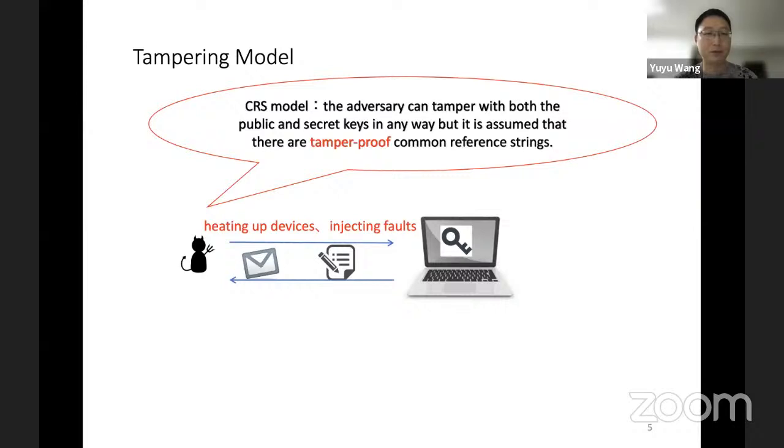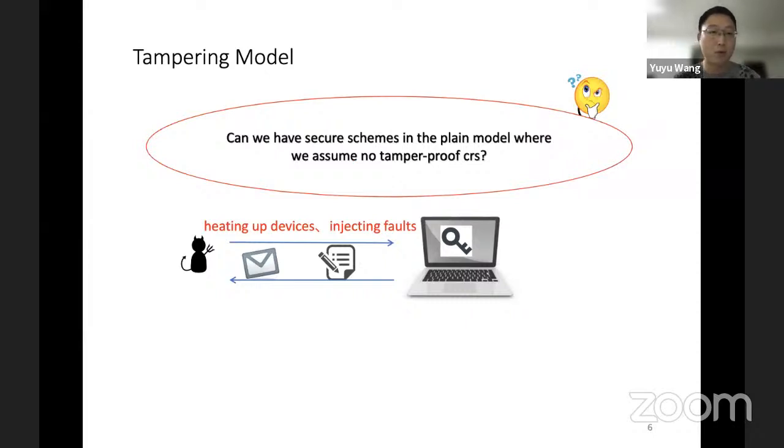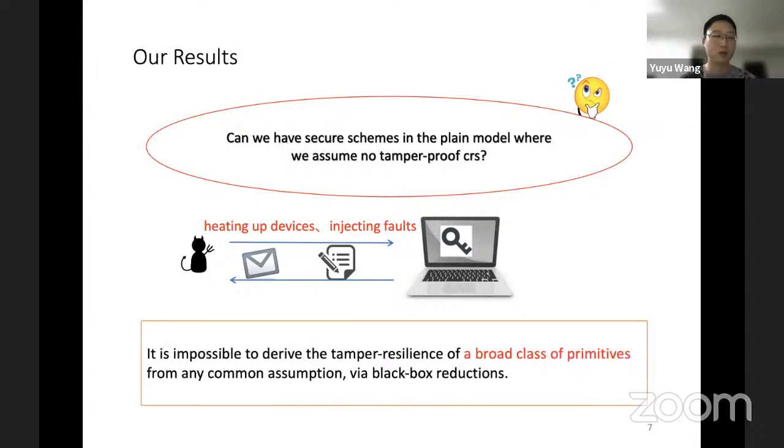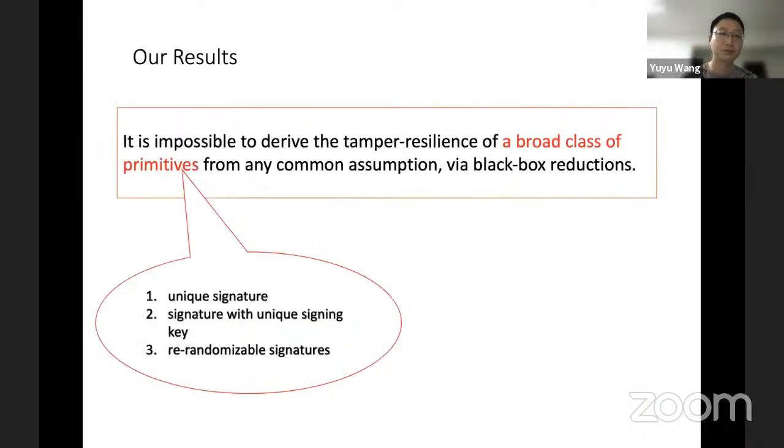By now, there have been several positive results in the CRS model. In this model, the adversary can tamper with both the public and secret keys in any way it wants, but it's assumed that there are tamper-proof common reference strings. But it's still unclear whether we can have secure schemes in the plain model where we assume no tamper-proof CRS. In this work, we show that it's impossible to derive the tamper resilience of a broad class of primitives from any common assumption by black box reductions.